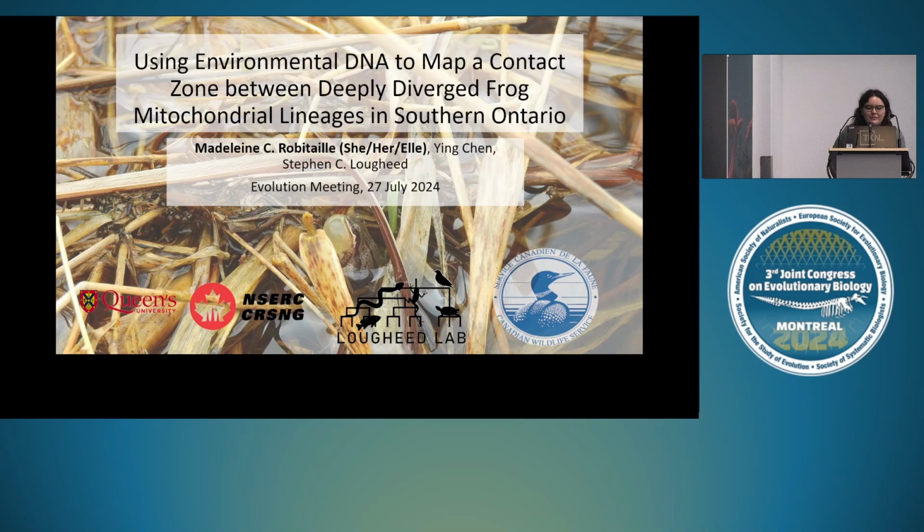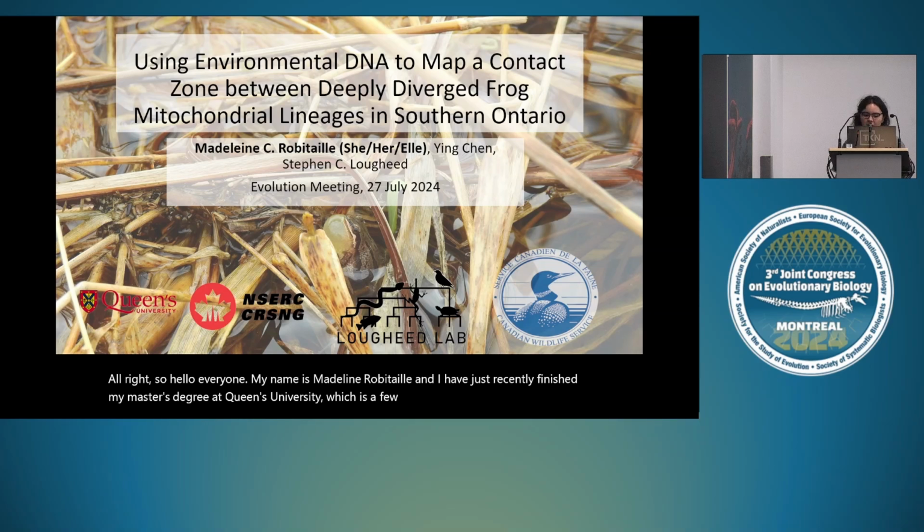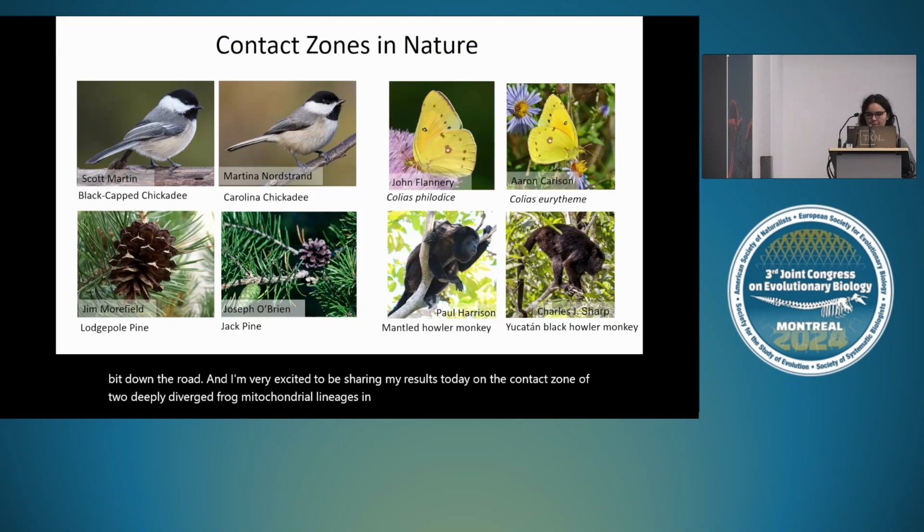Great. So hello, everyone. My name is Madeleine Robitaille, and I have just recently finished my master's degree at Queen's University, which is a few hours away from here, just a little bit down the road. I'm very excited to be sharing my results today on the contact zone of two deeply diverged frog mitochondrial lineages in southern Ontario. Contact zones are areas where closely related species or lineages meet and sometimes overlap.